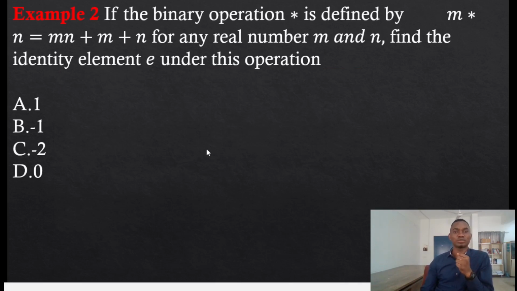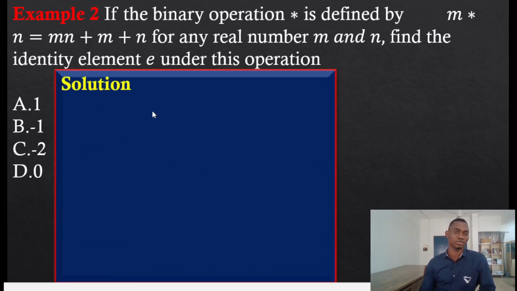Example 2. If the binary operation star is defined by m star n equal to mn plus m plus n for any real numbers m and n, find the identity element e under this operation. Here are the options, and let's look at the solution.